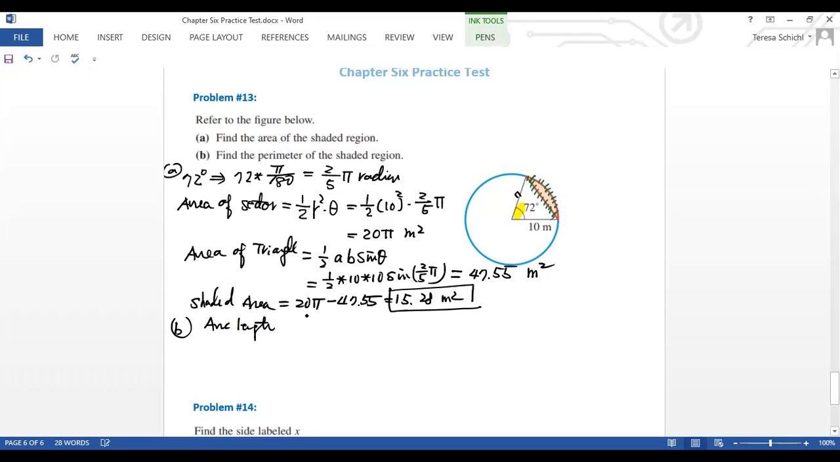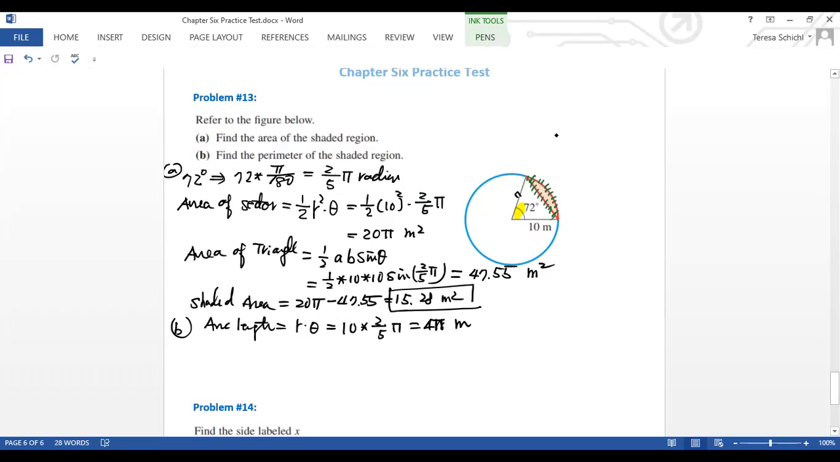What is the formula for the arc length? We say it's R times theta. So R is 10 times 2/5 pi. So we have 4 pi meters, right? 4 pi meters.